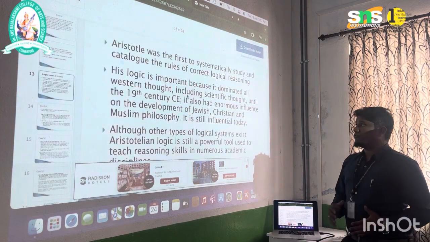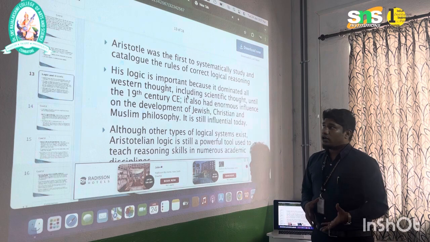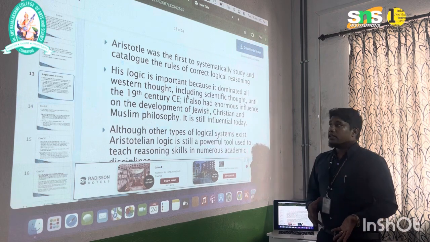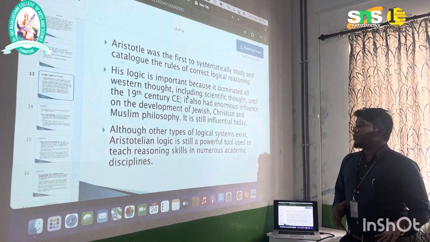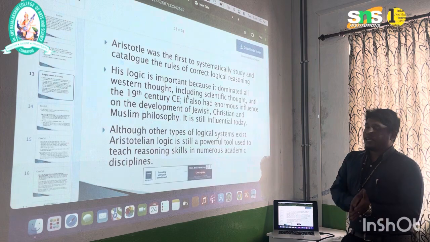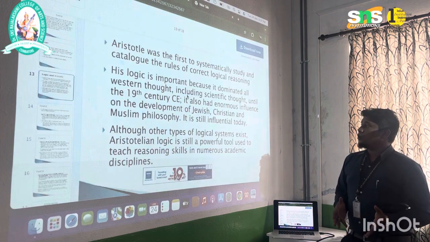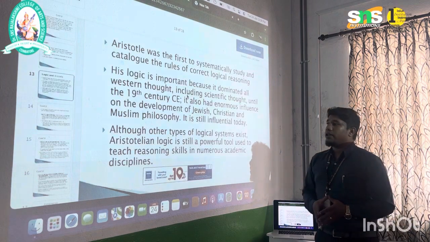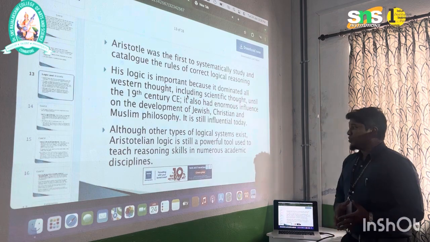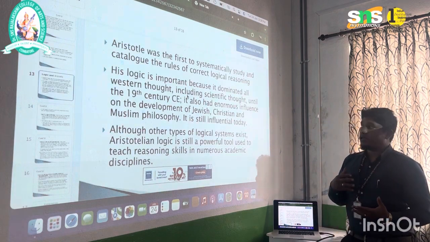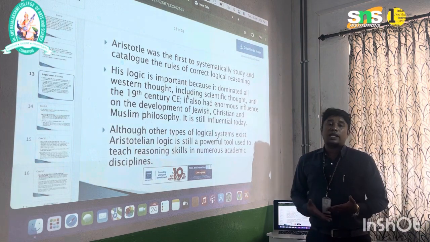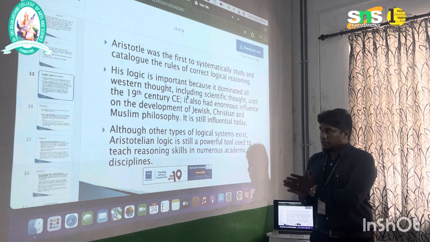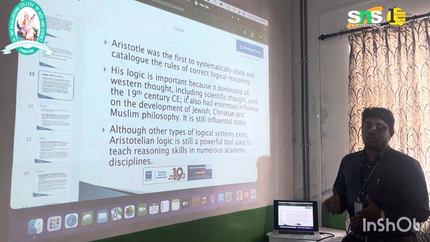Aristotle was the first to systematically catalog the rules of correct logical reasoning. His logic is important because it dominated all Western thought, including scientific thought, until the 19th century CE. It also had an enormous influence on the development of Jewish, Christian and Muslim philosophy, and it is still influential today. Many other religions and regions developed literature that belongs to this first systematic work of Aristotle.